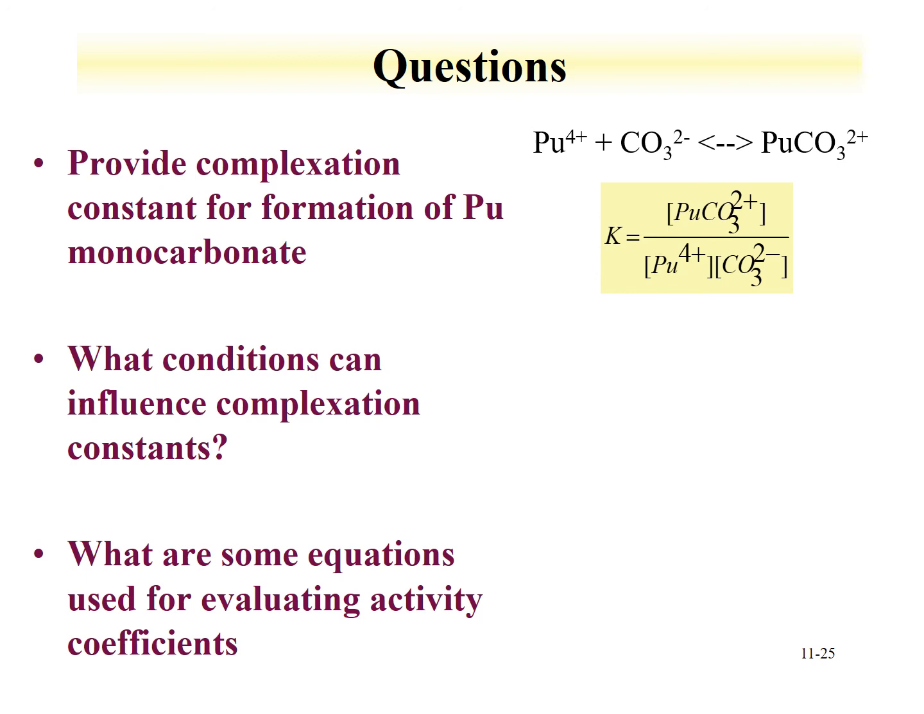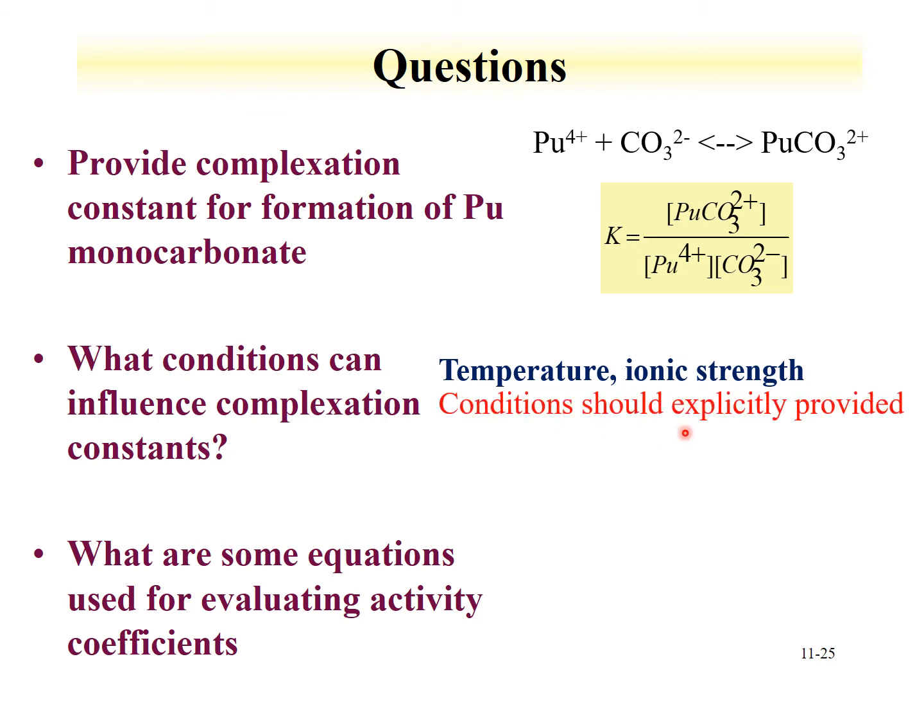In fact, you would need to discuss what are some conditions that can influence complexation, for instance temperature and ionic strength, and often these conditions should be explicitly provided. So for instance, you may perform the study here of plutonium carbonate. It may be performed in 1 molar ionic strength, so you would say that the complexation constant that you've measured is at 1 molar ionic strength. Then you can even report the temperature as 25 degrees or room temperature.